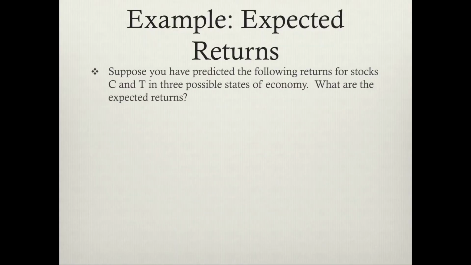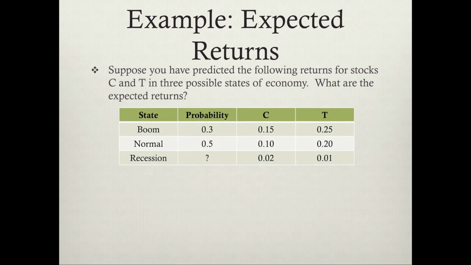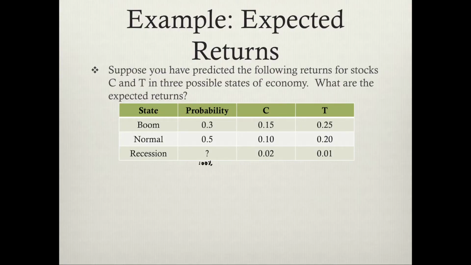Suppose that we have predicted the following returns for two stocks, stock C and stock T, in three possible states of economy. What are the expected returns? The first thing we need to do is see that there is a 30% probability of a boom economy occurring, a 50% probability of a normal economy occurring, and then we would first have to identify the probability of a recession. Well, these three must add up to 100%, a 100% probability of one of these three economic conditions occurring. So if we have a 30% probability of a boom and a 50% probability of normal, that would mean that there is a 20% probability of a recession occurring.